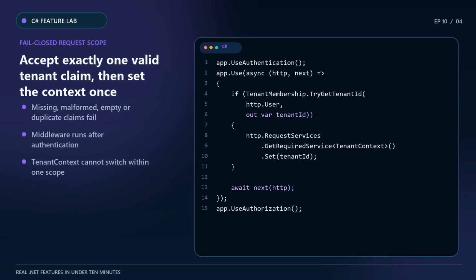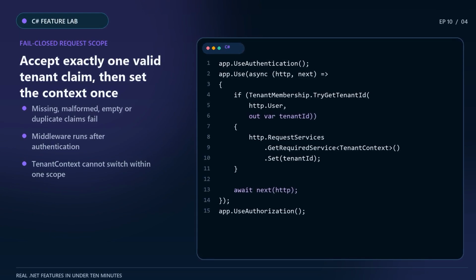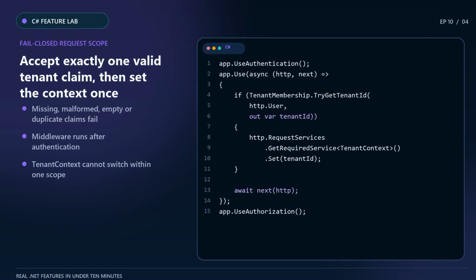Tenant membership does not take the first matching claim. It requires exactly one tenant_id, parses it as a GUID, and rejects Guid.Empty. Missing, malformed, empty, or duplicate values therefore fail closed. The work item route group requires the tenant member policy, so an authenticated principal without unambiguous membership receives forbidden.